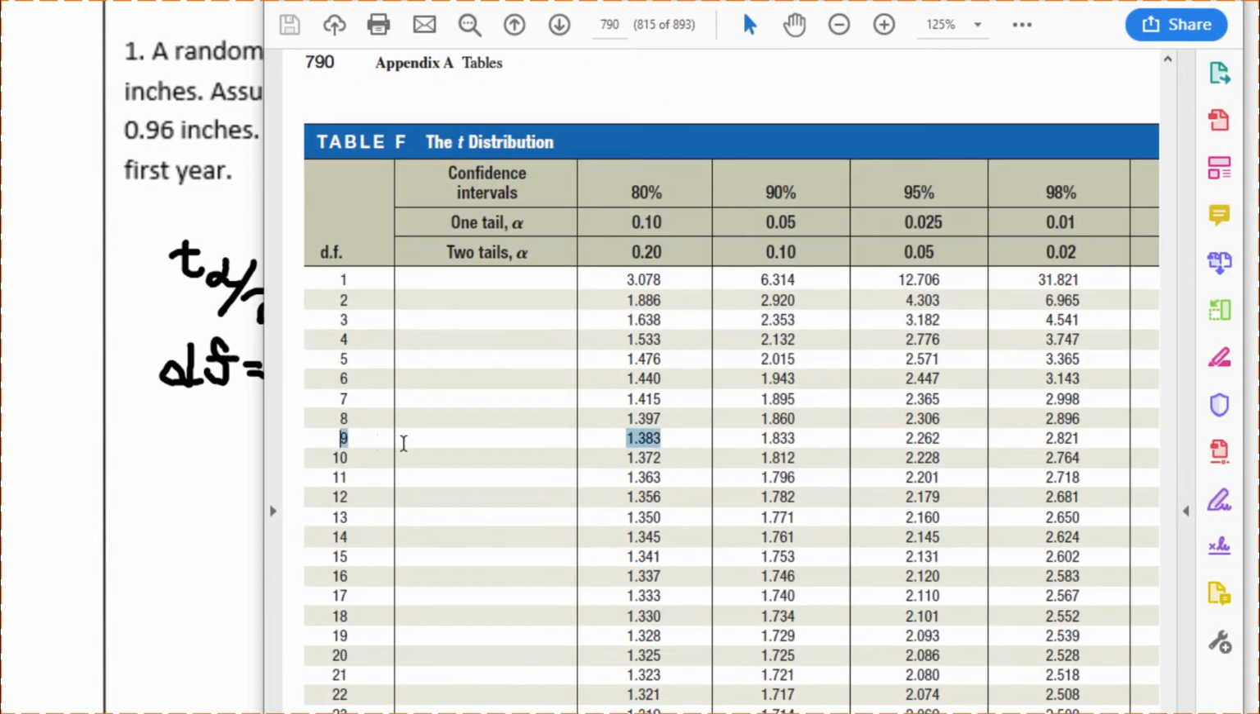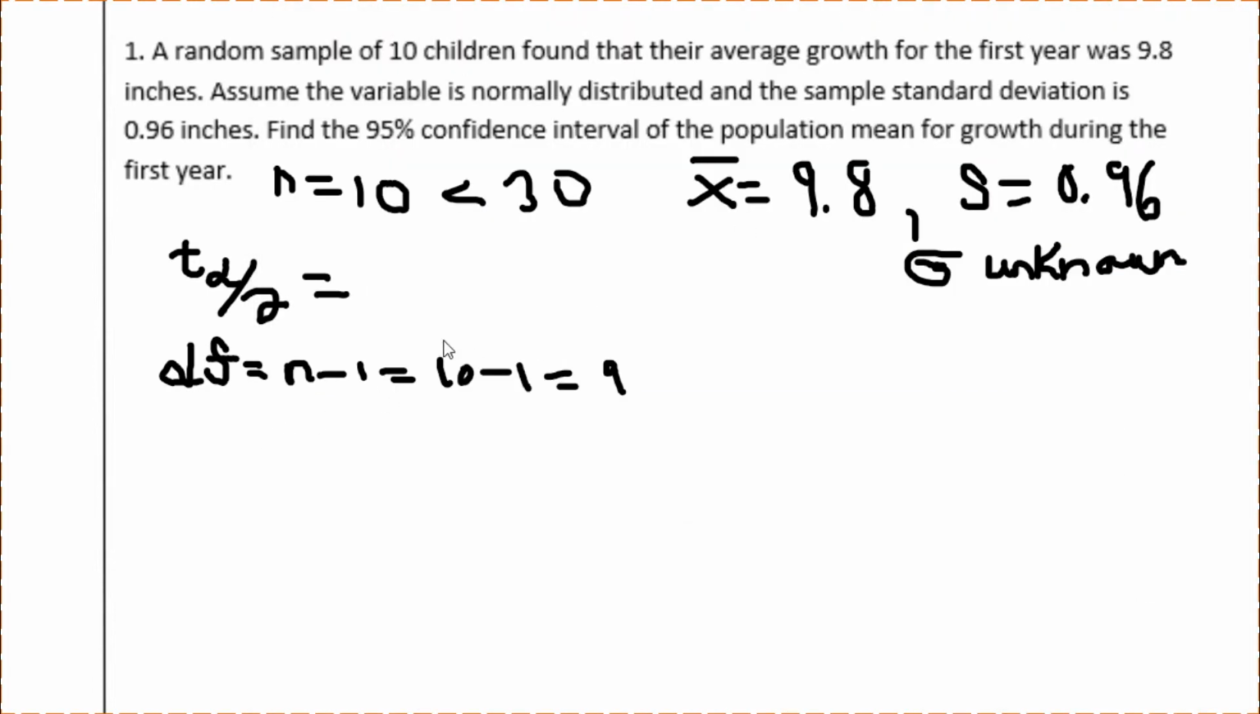Looks like over here. And 95% is over here. All right. So that is your t-score. So that's our critical value, 2.262. All right. So now we can go ahead and do the calculation for the 95% confidence interval.